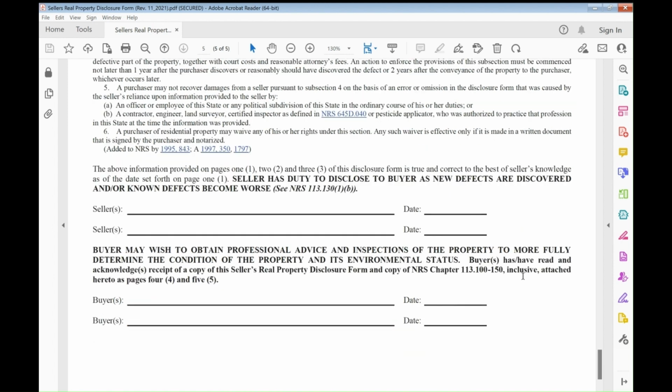One final thing to note here as another key topic is that the seller does have the duty to disclose to the buyer if any new defects are discovered or any known defects become worse. We want to do that quickly and get that over to the buyers. Nothing good comes from hiding or not disclosing these issues. Again, it does turn a lot of liability back onto the seller.